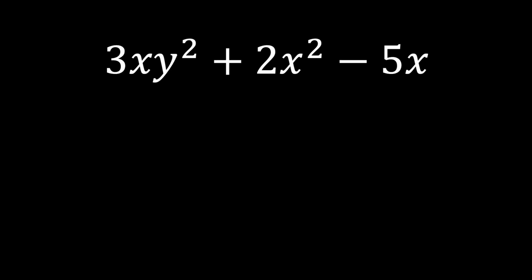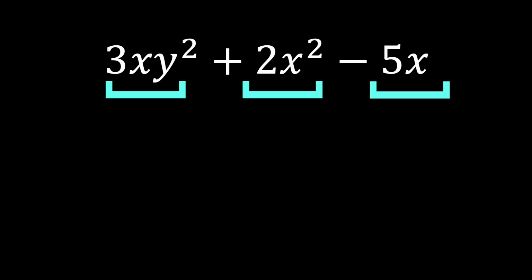Now let's take a look at this expression: 3xy squared plus 2x squared minus 5x. If you want to calculate the degree of this polynomial, you need to determine the degree of each term and then pick the largest one as the final answer. And as you can see, in the first term, we have 2 variables multiplied by each other. So to calculate the degree of this term, we need to add the exponents of these 2 variables. The exponent of x is 1, and the exponent of y is 2. So the degree of the first term will be 1 plus 2, which is equal to 3.